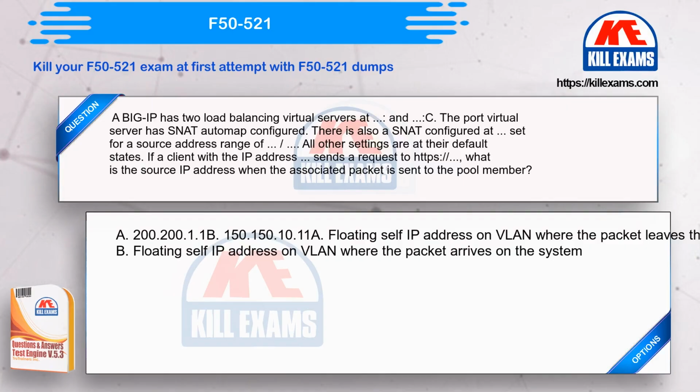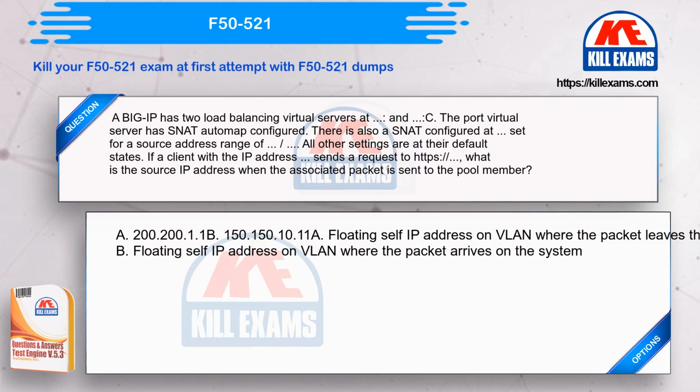A BIG-IP has two load balancing virtual servers. The port virtual server has SNAT automap configured. There is also a SNAT configured, set for a source address range, with all other settings at their default states. If a client sends a request to the HTTPS virtual server, what is the source IP address when the associated packet is sent to the pool member?